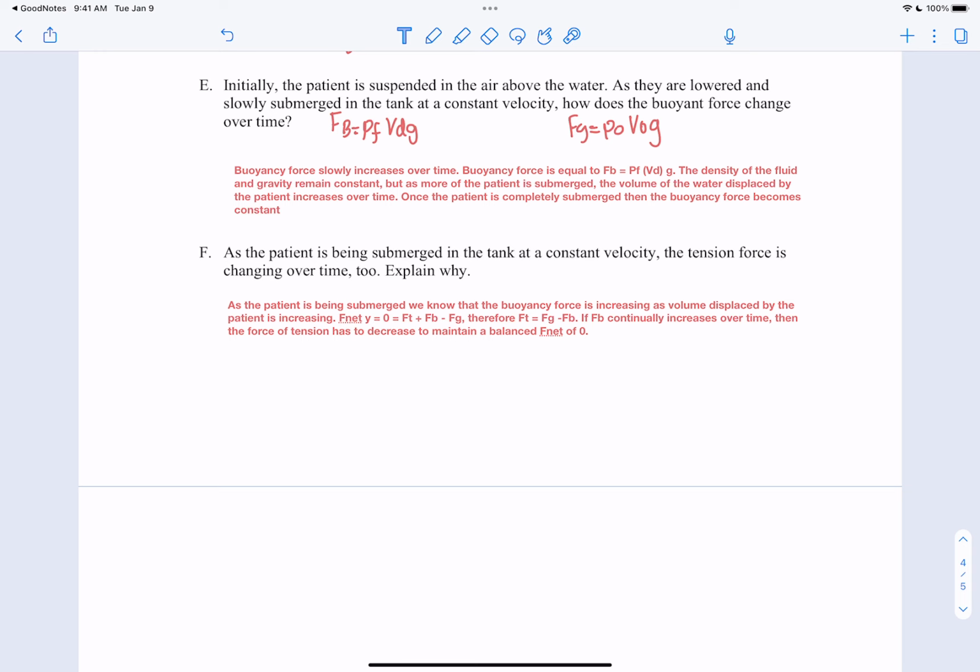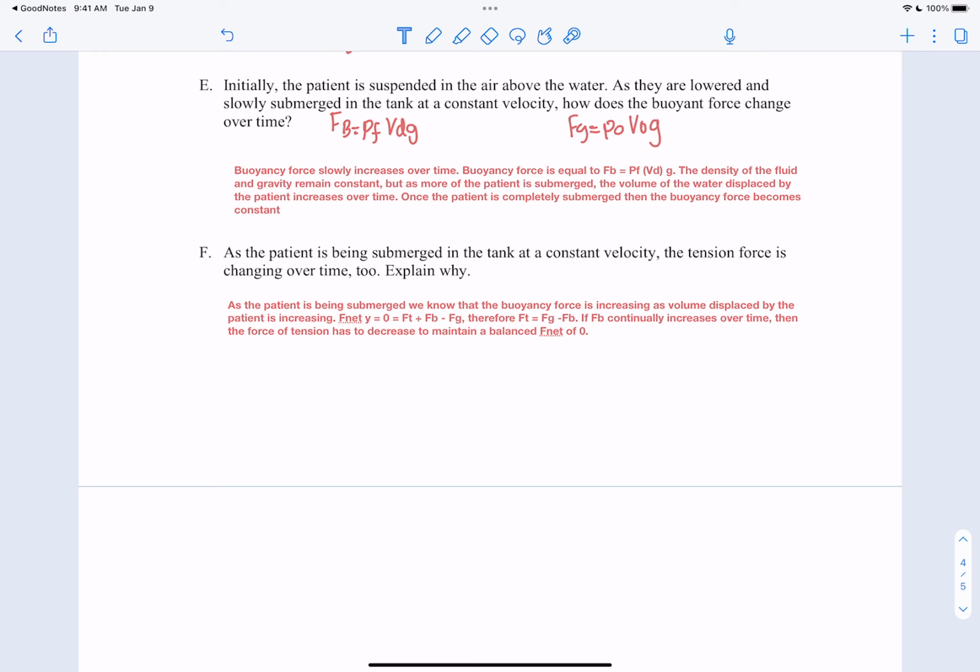As the Fb increases, the buoyancy force increases, so therefore the tension of the rope has to decrease, right? Because Ft is equal to Fg minus Fb. Fg is just the weight, that's constant, right? The patient weighs a certain amount. As the force of buoyancy increases because the patient is being lowered in, the volume displaced is increasing. So as Fb increases, your Ft should decrease in order to maintain a net force of 0.